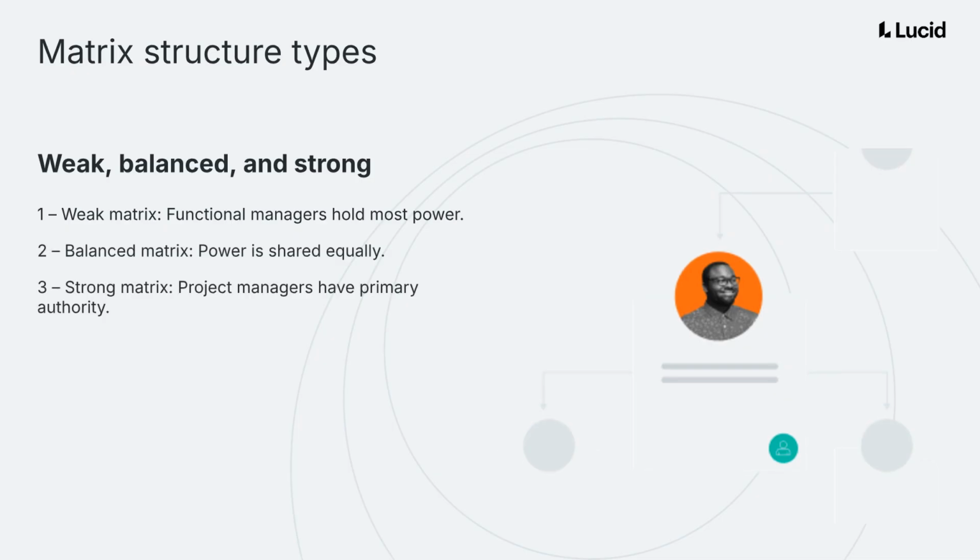There are three types of matrix structures. In a weak matrix, functional managers maintain authority. Balanced matrices share power equally, while strong matrices grant primary authority to project managers.